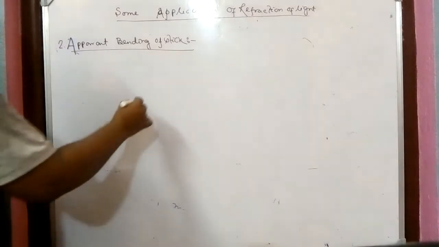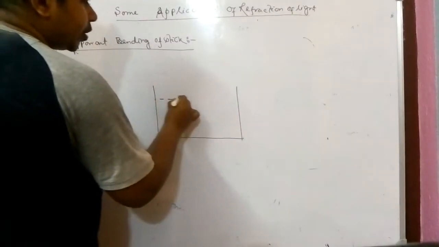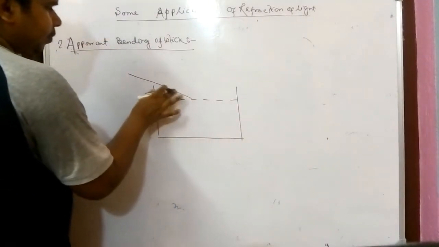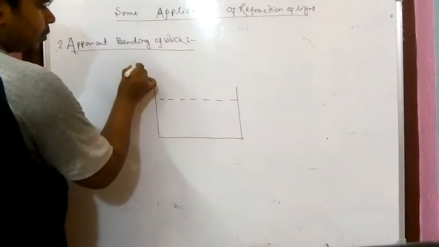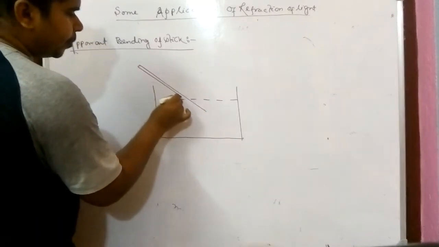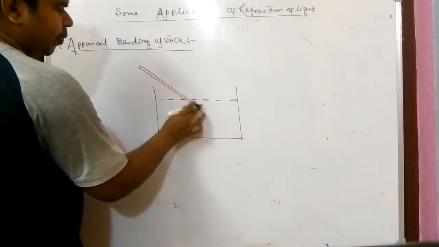So in the previous part we have seen the depth seems to be changed due to the refraction of light, and here we have to see the apparent bending of a stick. How? Assume this is a container, which is filled by water up to this, and you have put a stick inside it by making an angle. So that is a stick which is kept here.